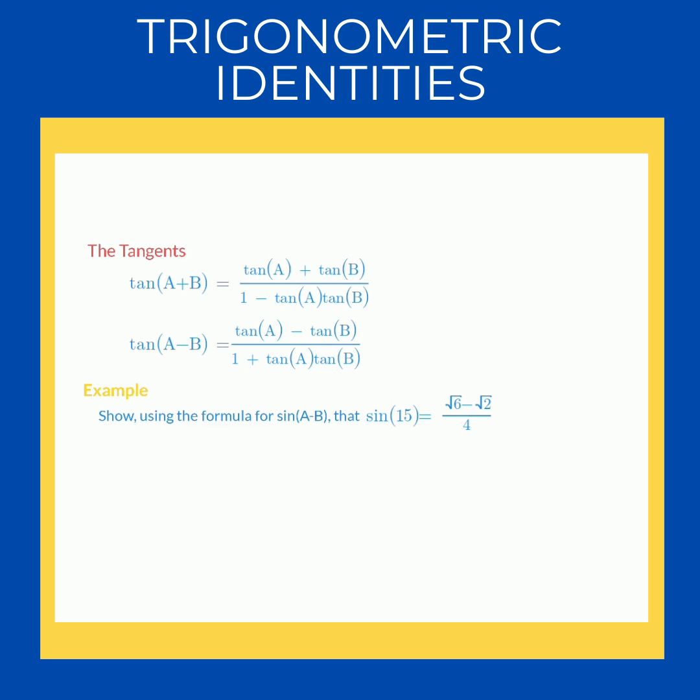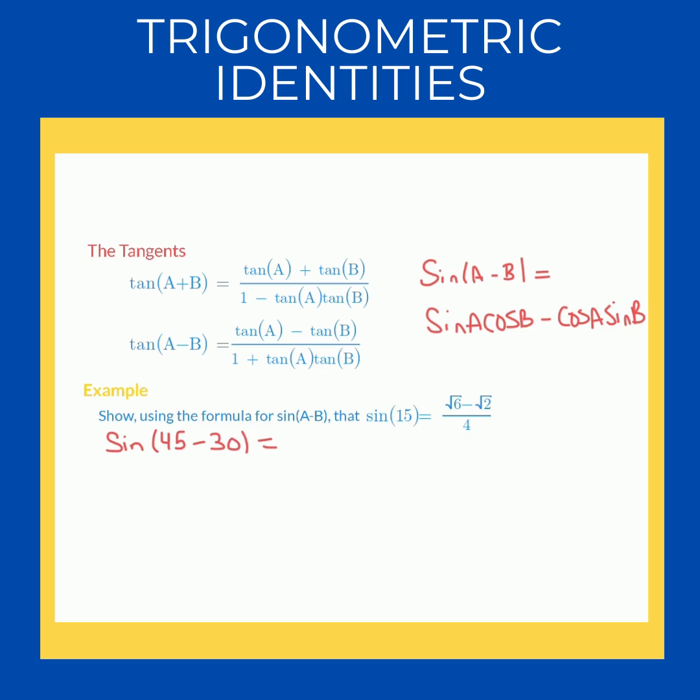Now in this example, it says show using the formula for sine of a minus b. So I need to find that sine of 15 is equal to the square root of 6 minus the square root of 2 over 4. Now sine of 15 is the same as sine of 45 minus 30.